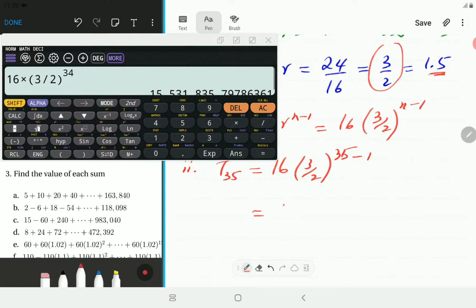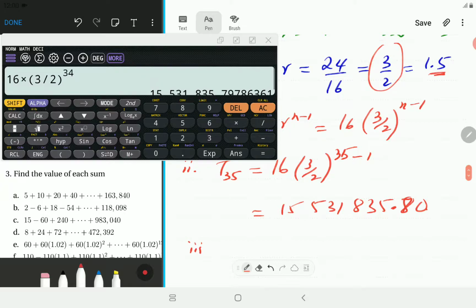So let's just write it out. It's going to be 15 million 531,835.80. Okay, so that is the first one there. Then let's go to the third one.